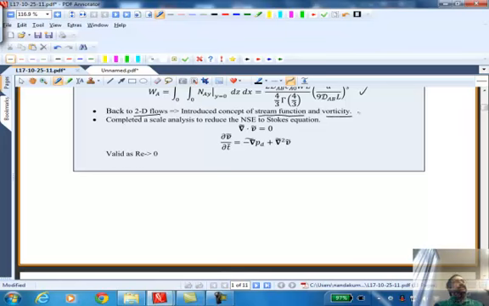Stream function is a line that automatically satisfies the continuity equation, the tangent to which gives you the local velocity vector, and the distance between two streamlines is a measure of the flow rate. These are the physical attributes that you should know. Similarly, vorticity is a measure of the local angular velocity, and vorticity is a vector because you can have rotation about all the three perpendicular axes. So this is defined mathematically as omega as del cross V.